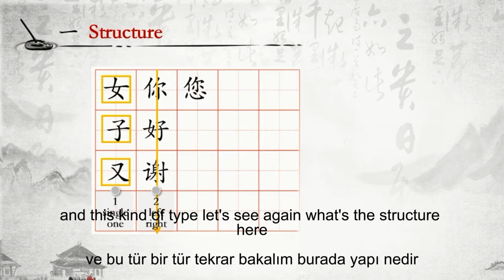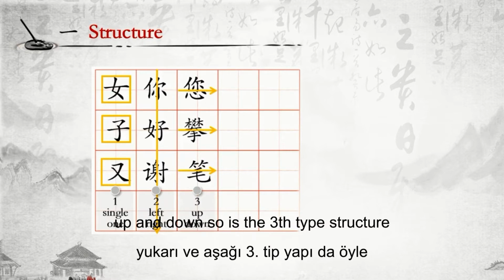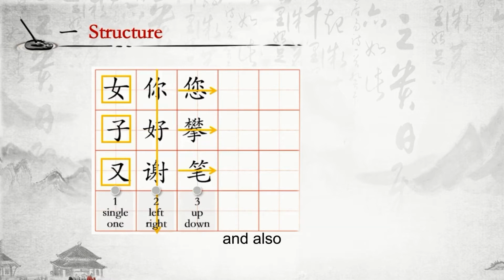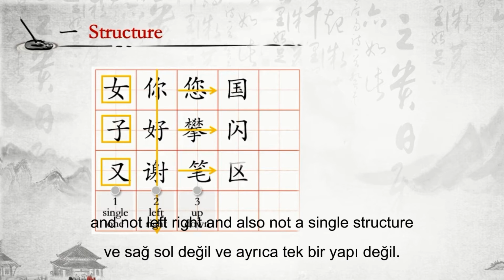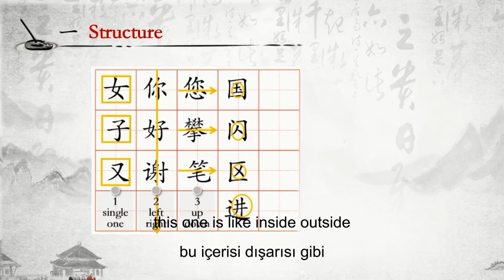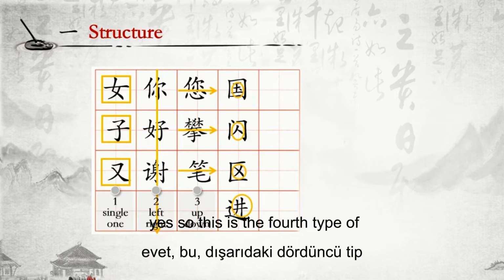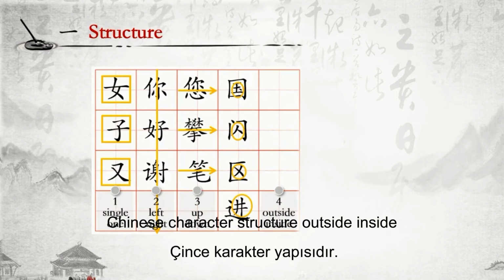And this kind of type, let's see again. What's the structure here? It's not left, right. It's like up and down. Yes, up and down. So it's a second type of structure. And there's also the last one. Let's look at here. It's not left, right, and also not a single structure. This one is like inside, outside. Yes? So this is the fourth type of Chinese character structure, outside, inside.